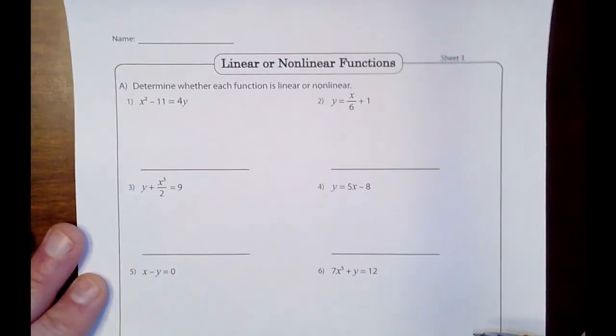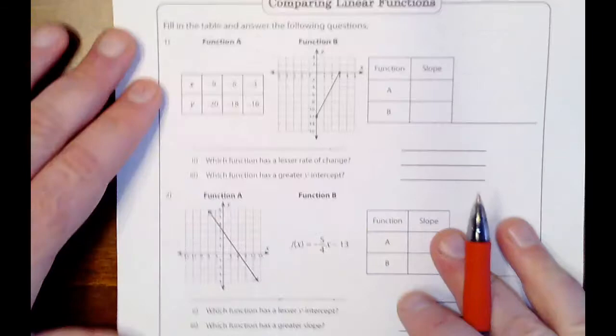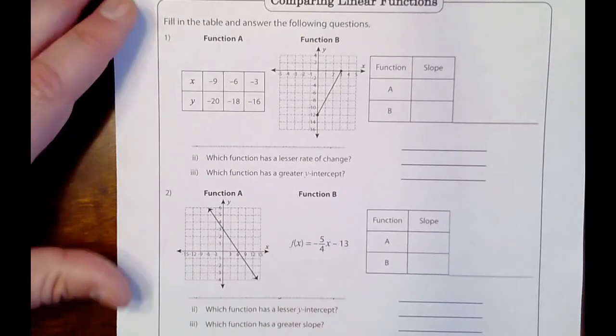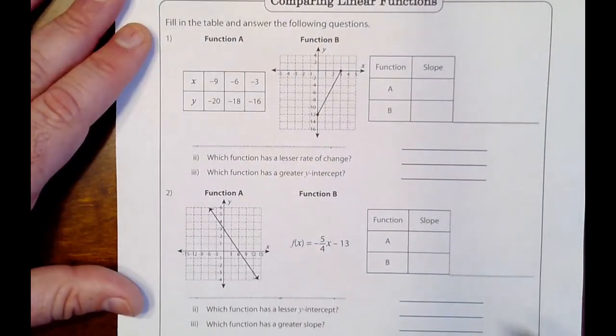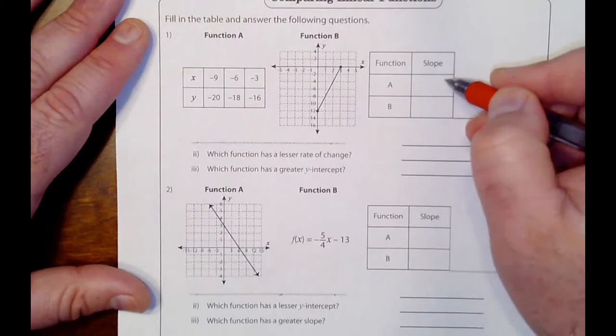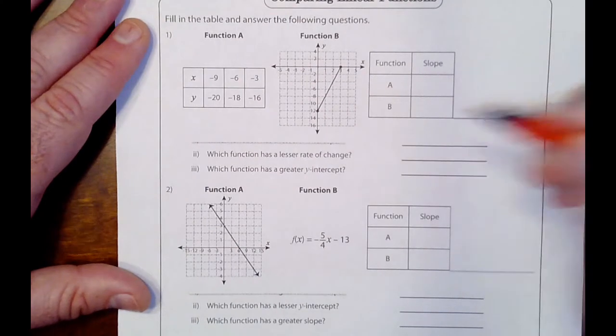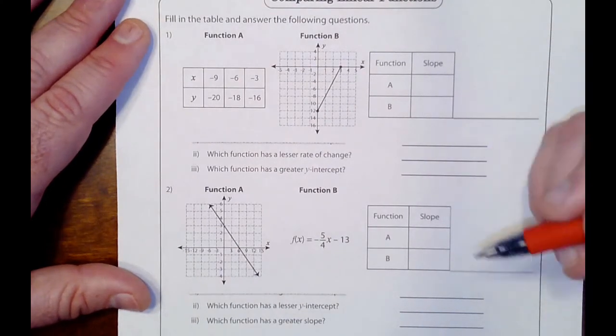Okay, on your next page, you can do these now, the way we just did the last page. This is page 3 here. On the back of this, we want to compare functions using your tables, or your graphs, or your equations. So what you have to do is find the slope for each, and whichever one is bigger has a greater rate of change. Whichever one is lesser has a smaller rate of change.